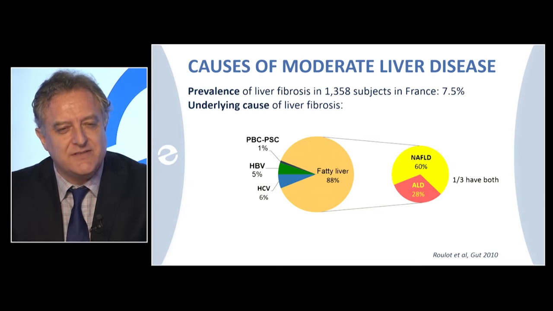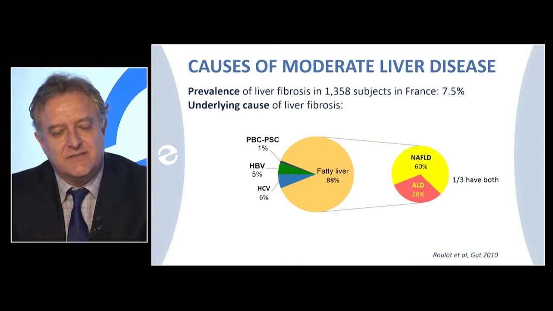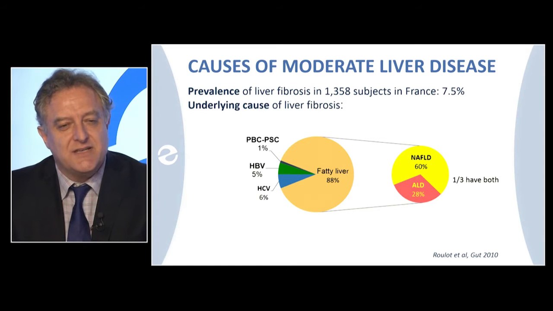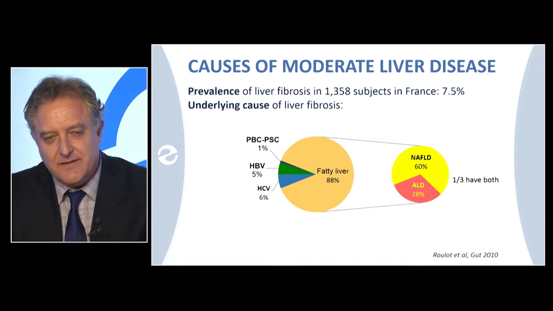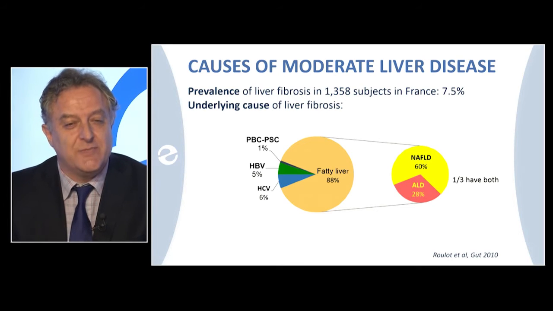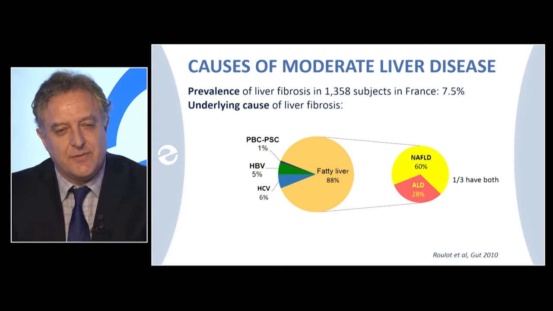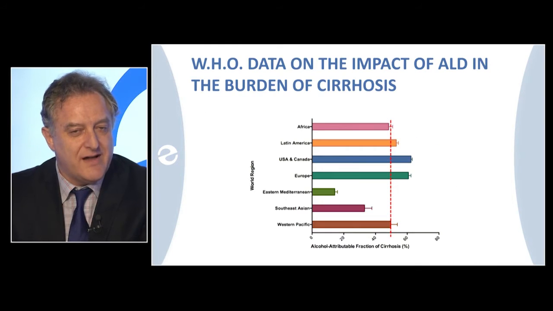When we talk about the prevalence of our disease, we have to talk about moderate compensated liver disease, but also about cirrhosis. What about moderate liver disease? This is a very nice study published several years ago for France, showing the prevalence of fibrosis in the general population. And as you can see, fibrosis was present in 7% of the patients that were assessed. And the vast majority of patients have fibrosis because of fatty liver diseases, both NAFLD and ALD. NAFLD accounted for 2/3 of the causes of fibrosis in fully compensated asymptomatic patients, and ALD, alcohol, for 1/3. But interestingly, in 1/3 of the cases, patients could have liver fibrosis due to both NAFLD and ALD together. So no question that NAFLD and ALD are a major cause of moderate liver disease.